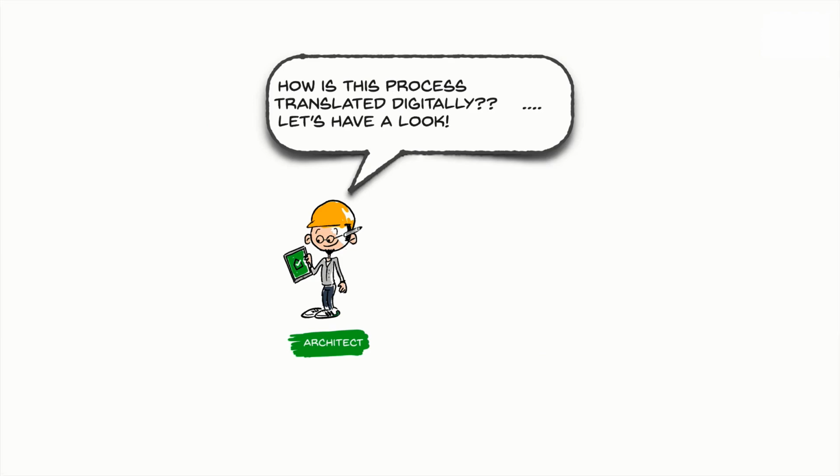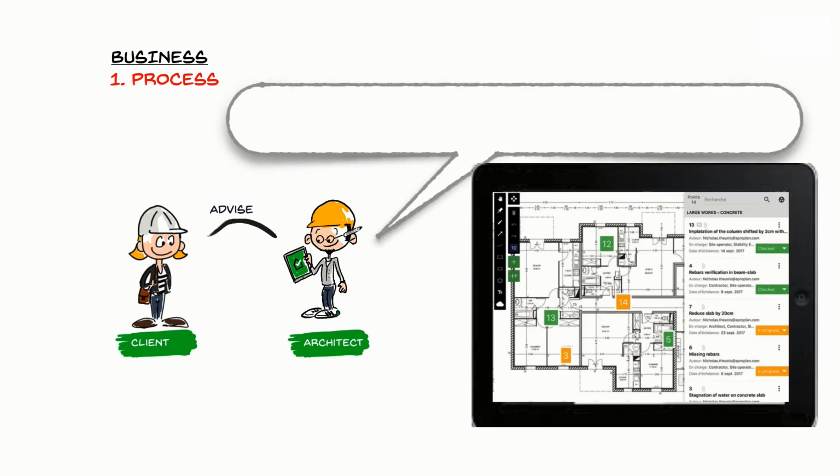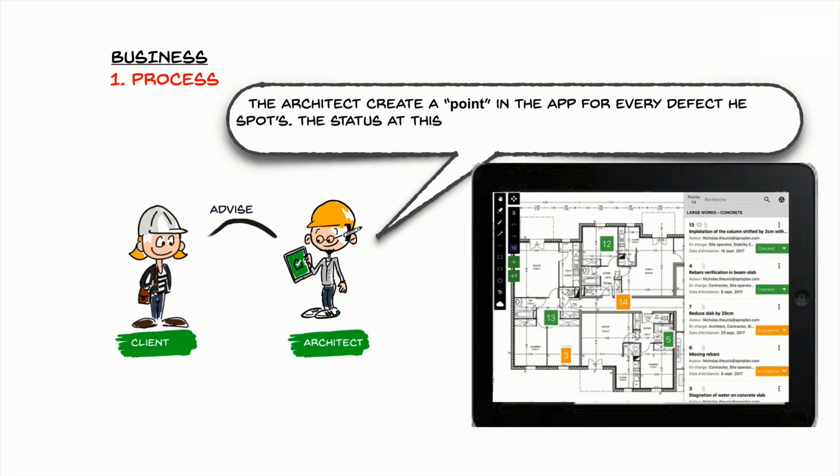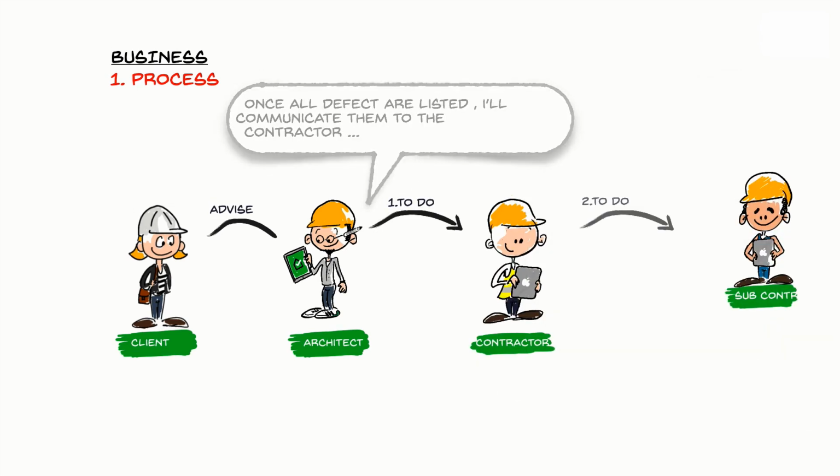As usual, together with the client, they create snags of all defects that need to be repaired. The architect creates a point in the app for every defect he spots. The status at this stage of the work is usually observed. This is the starting status of every remark annotation. Each point contains pictures and other relevant information needed to make sure there are no misunderstandings possible. Once all defects are listed, they are communicated to the contractor.